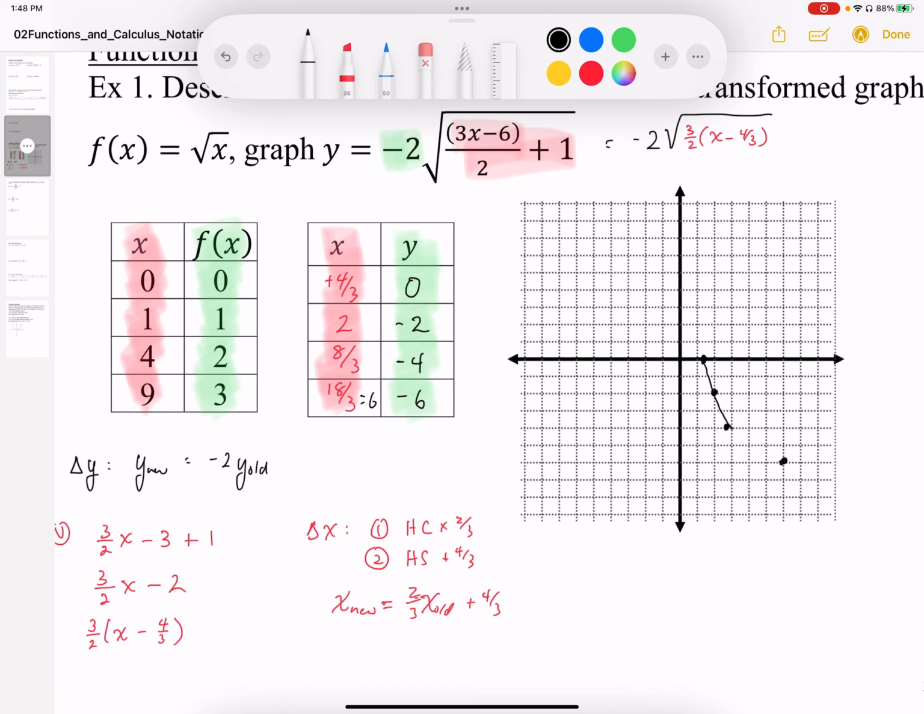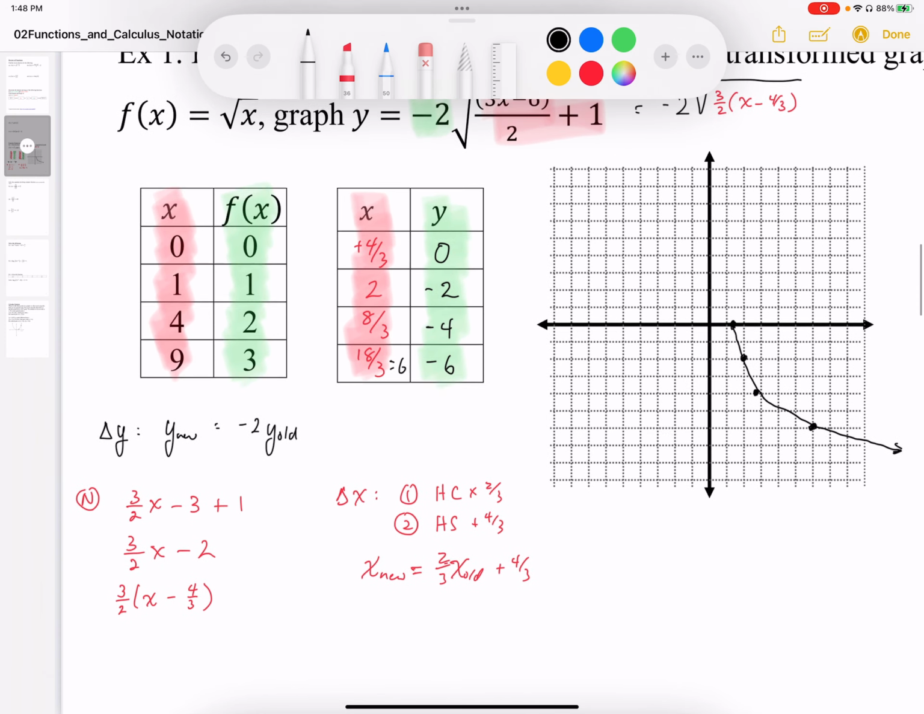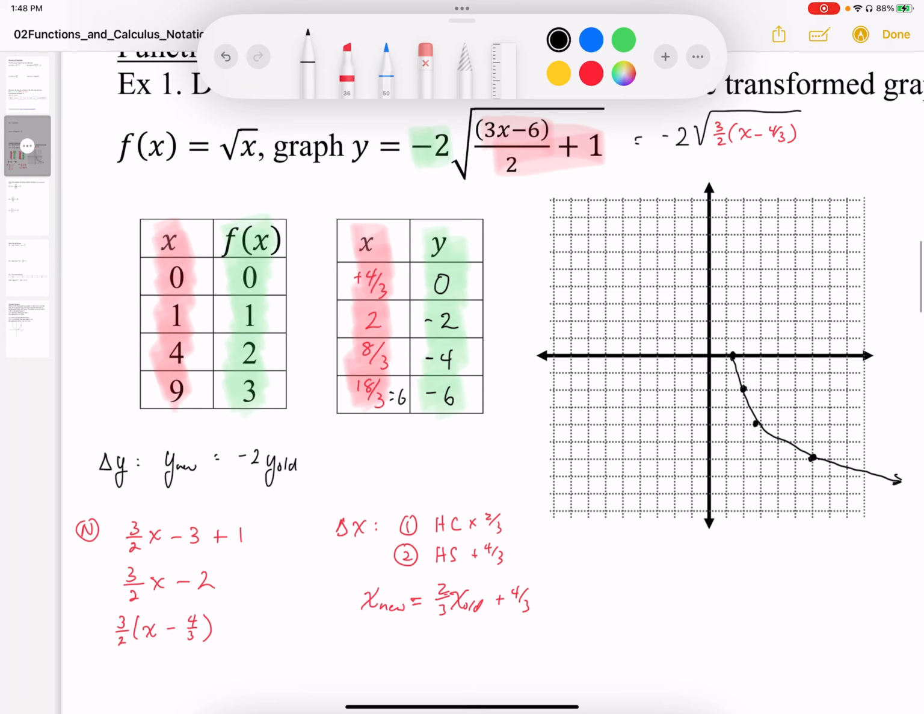And so the graph is upside down. It's going to be stretched, flipped and expanded by 2, and then it's going to be compressed and shifted over 4/3 to the right. Now, that's using factored form. That's going to be the easiest.